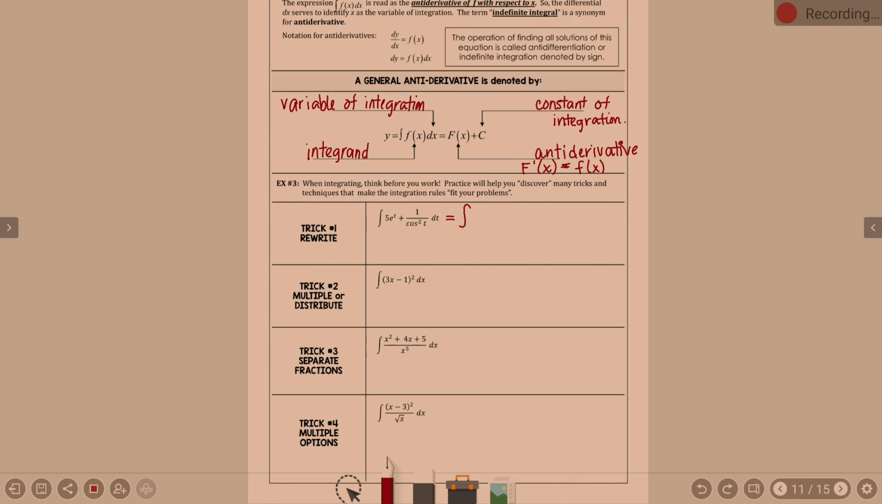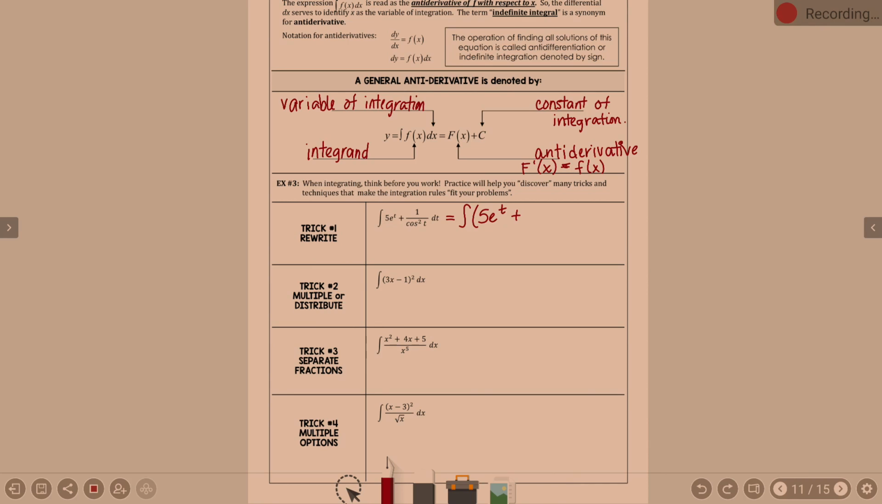Are you going to be able to integrate 5e to the t? Yes. That's going to be a basic one. If you're not there, we'll get it here in a moment. Now, are we going to be able to integrate cosine squared t? No. We're not going to have something like that. 1 minus sine squared? Or 1 plus? Well, right now it's in the denominator, though.